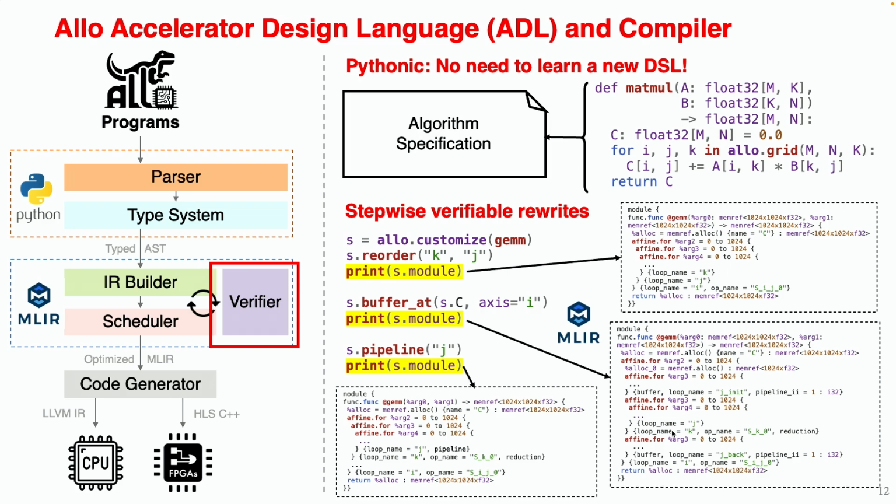And in the middle end, we use MLIR as the intermediate representation. Allo enables stepwise verifiable rewrites. So users can print out the transformed module after applying each primitive to inspect whether the customization is as expected.